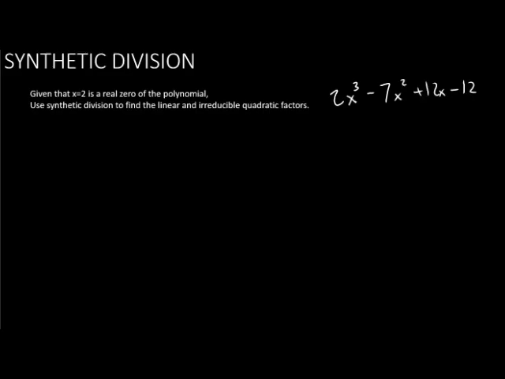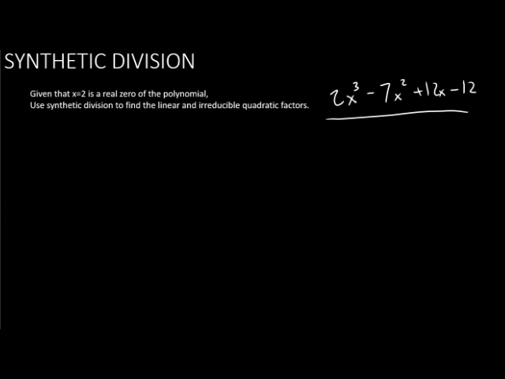Here we're given that x equals 2 is a real zero of this polynomial, 2x^3 - 7x^2 + 12x - 12. We are asked to use synthetic division to find the linear and irreducible quadratic factors.